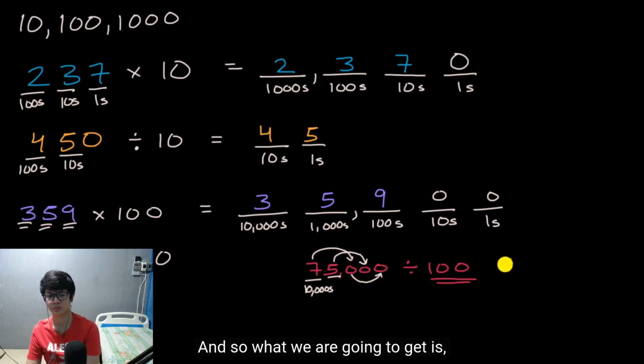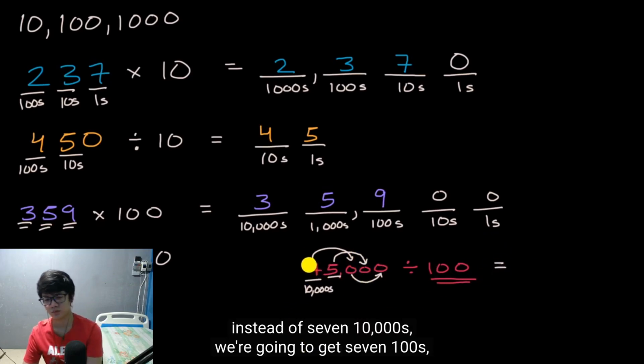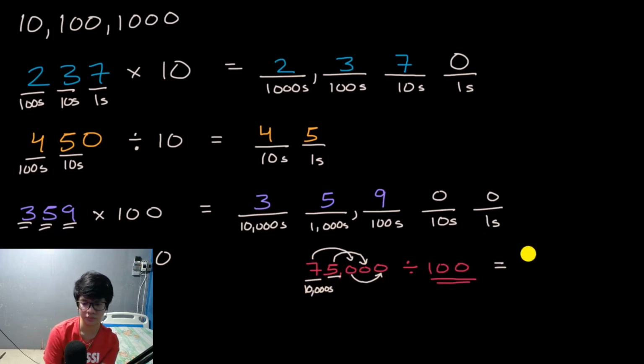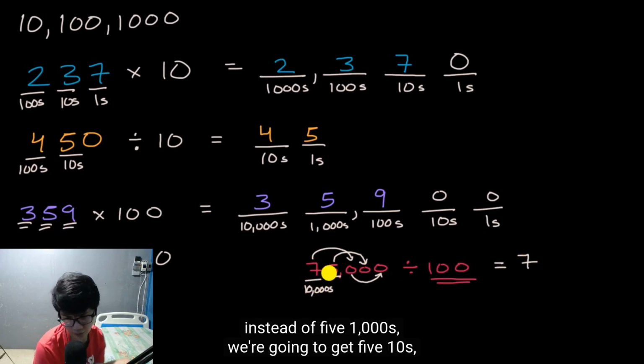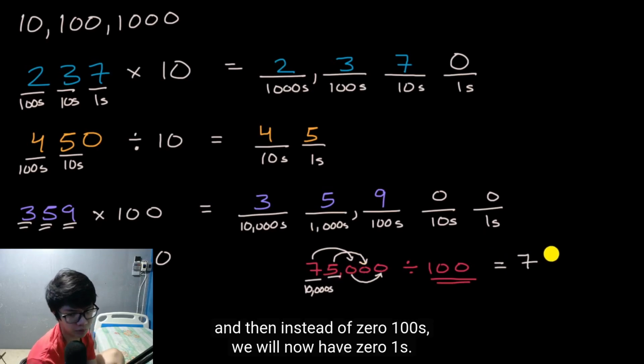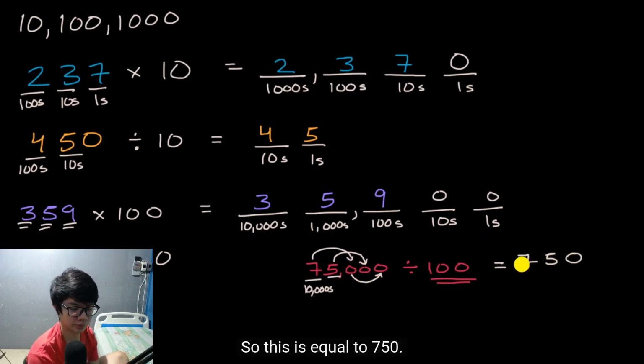And so what we are going to get is, instead of 7 10,000s, we're going to get 7 hundreds. Instead of 5 thousands, we are going to get 5 tens. And then instead of 0 hundreds, we will now have 0 ones. So this is equal to 750.